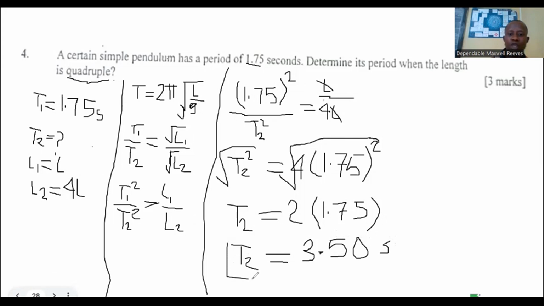Now, we maintain 2 decimal places because the question was given to us in 2 dp. So here, the first period was given to us as 2 dp, so we need to maintain our 2 decimal places. Thank you.